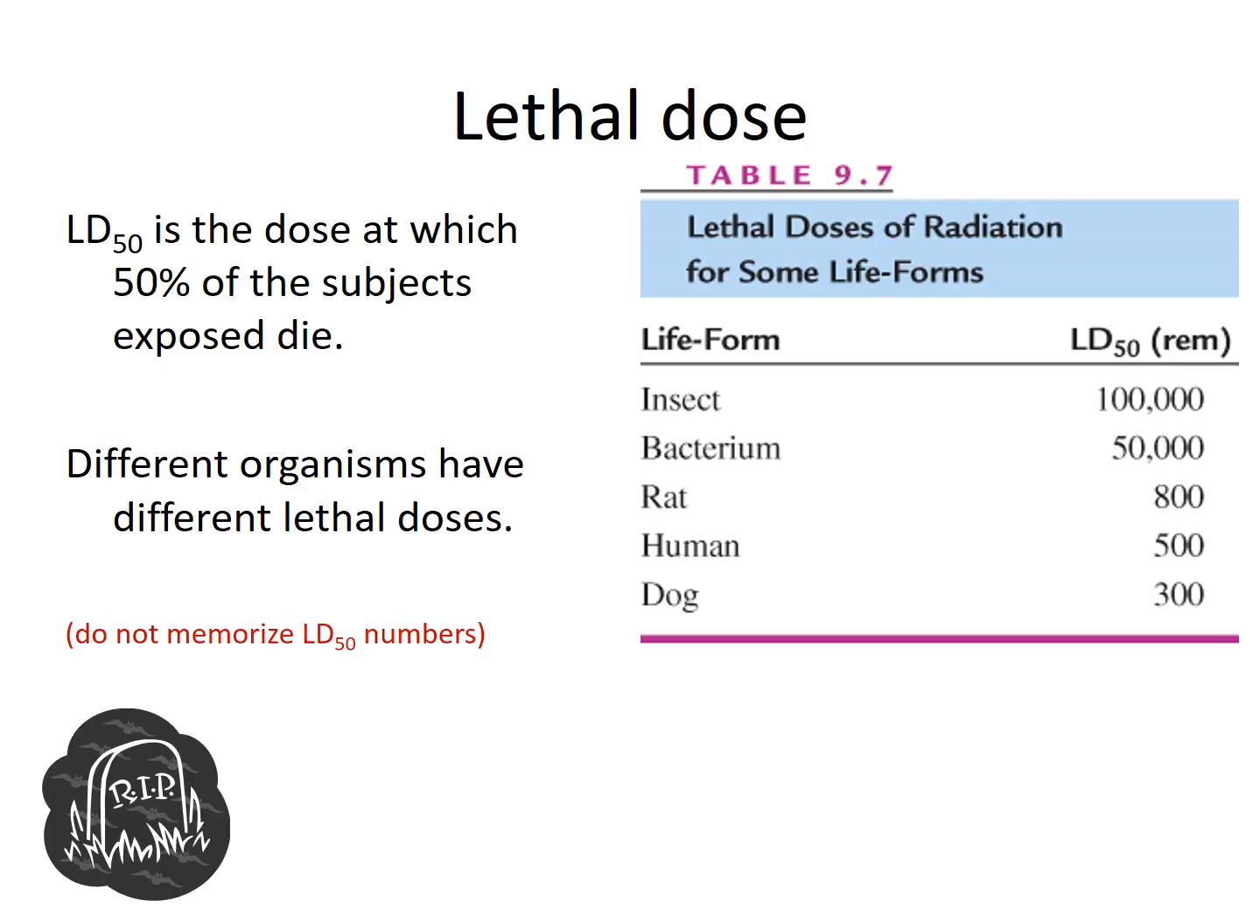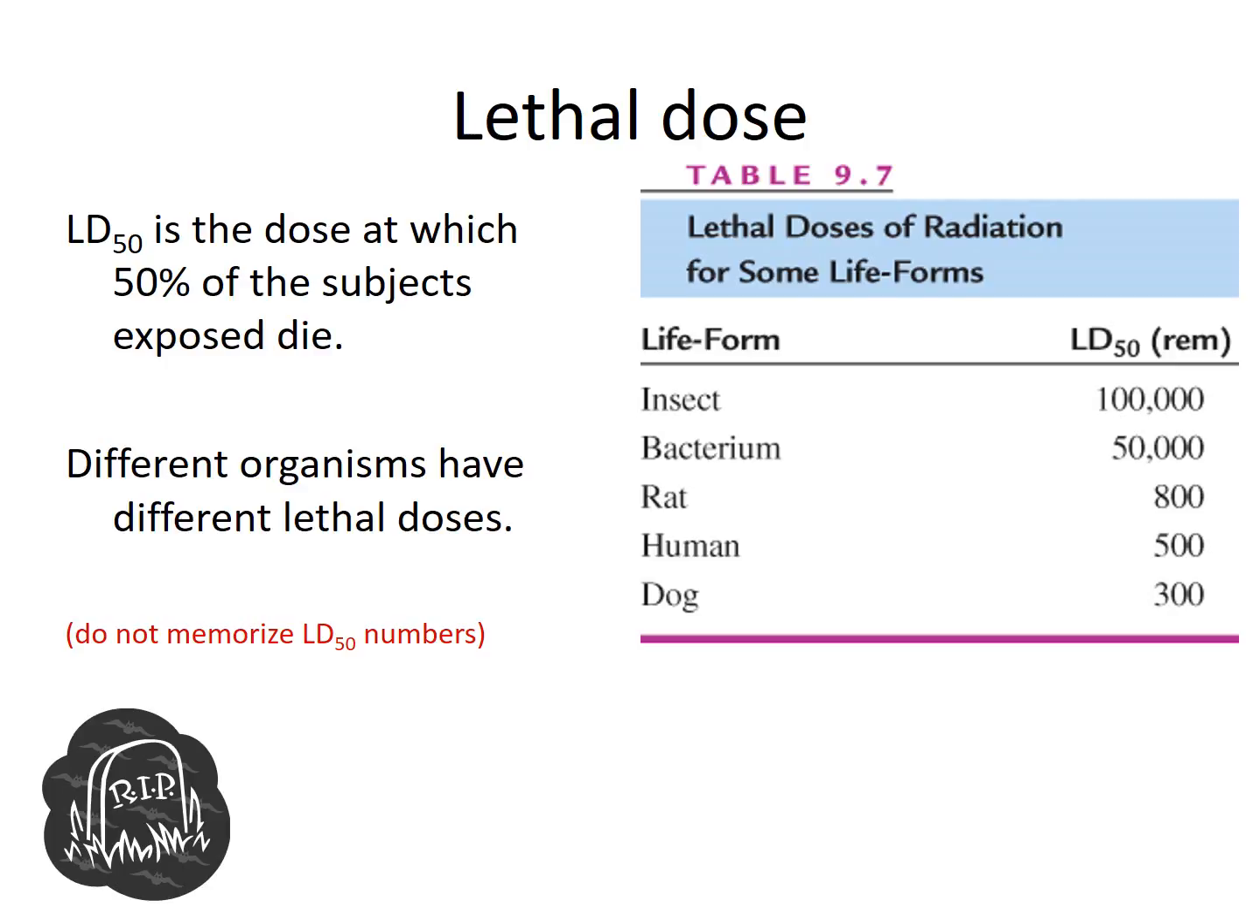So out of 100 people, looking at table 9.7 on the right there, that would be 500 rems. If I took 100 people and exposed them all, each one to 500 rems, that would be enough dose that half of them would die. So that would be the lethal dose for half of them.